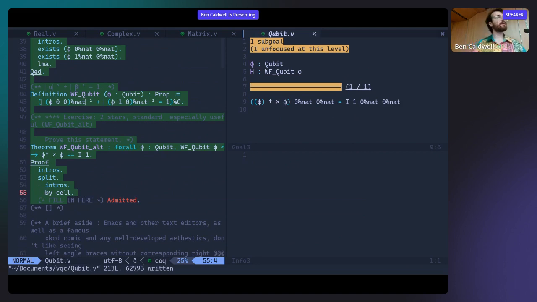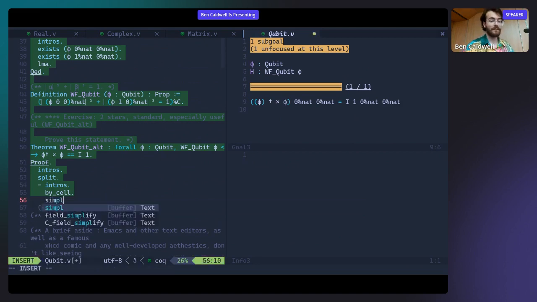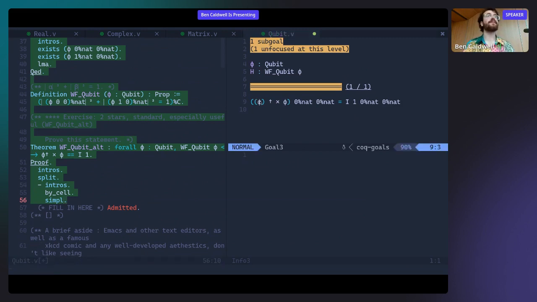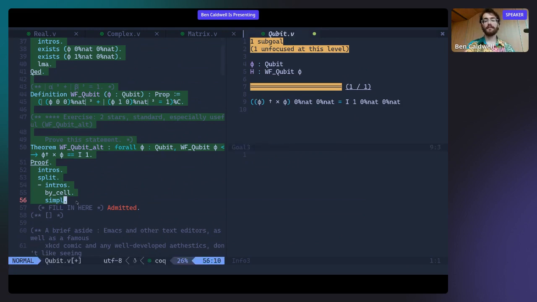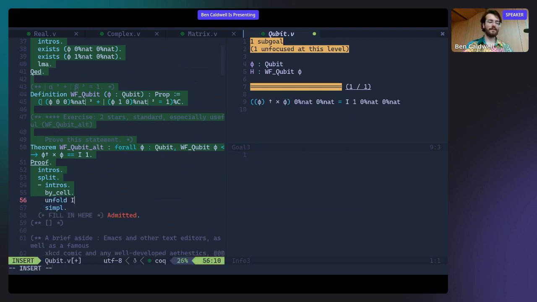Part of what makes this a problem. Can't you just evaluate the right-hand side? Why is it not simplifying? It's not simplifying because it can't look past this phi here. No, the right-hand side. Yeah, that feels like it should work. Matrices by default don't unfold because it would be costly, so you have to say unfold I if you want. Yeah, then you do get something that looks better.